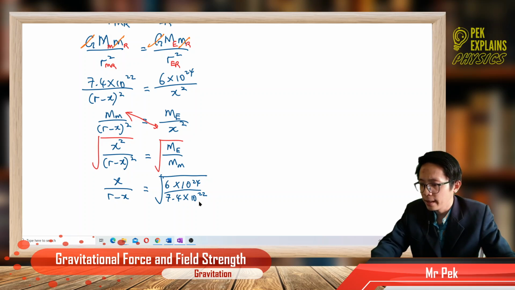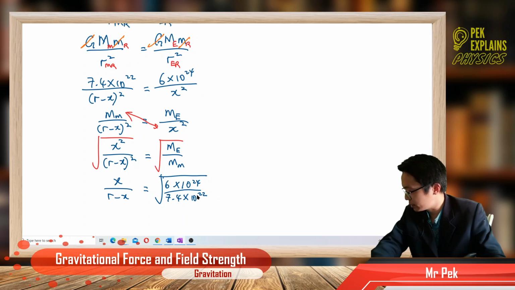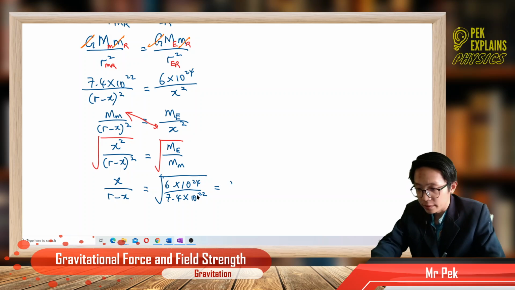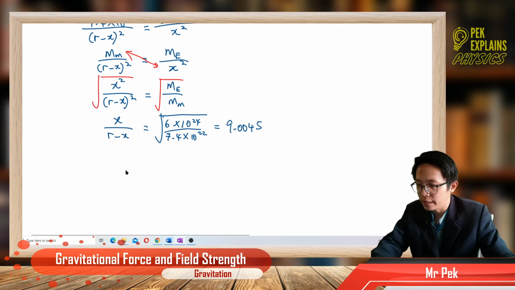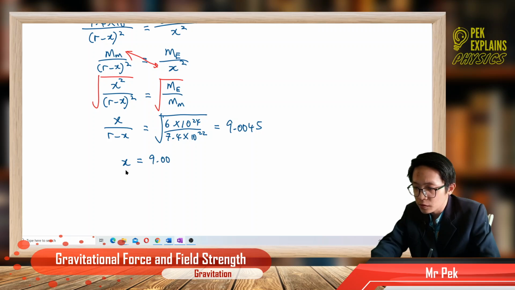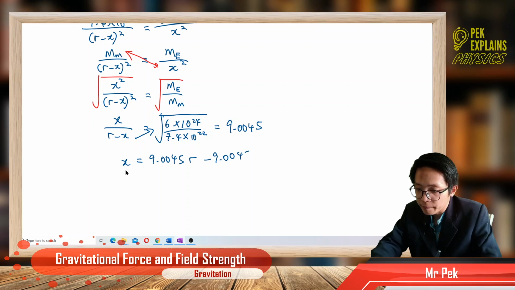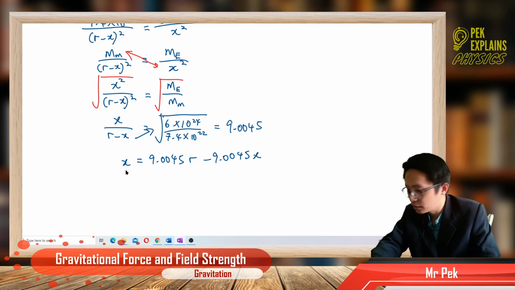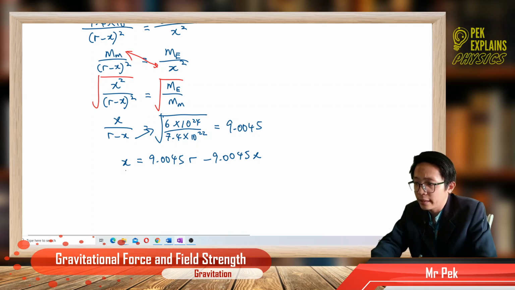Now we take the square root. What do we get? We get 9.0045. Now rearrange. We get x equal to 9.0045. Multiply above. This one multiply above, we get this one. So finally x will be obtained.